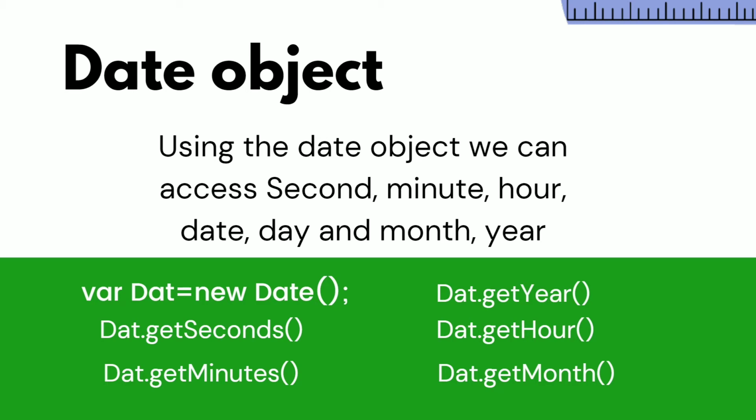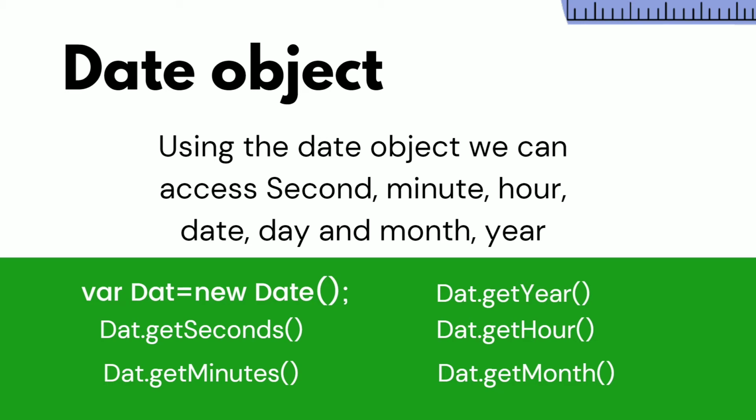How to access them? First of all, we have to create a variable. Here I am creating a dummy variable date, and I am going to give new Date. This is how we create the date object. We use new, and we give the Date object, as you can have a look at in the presentation.